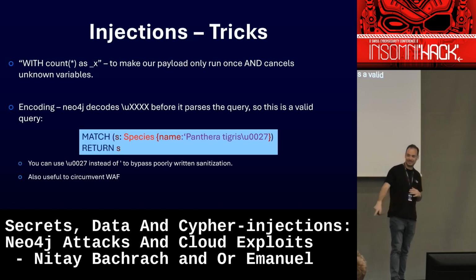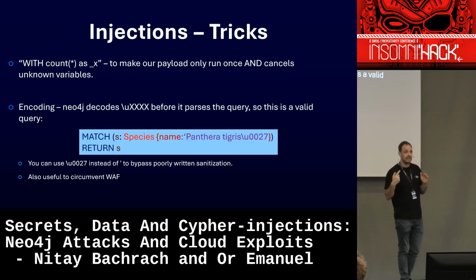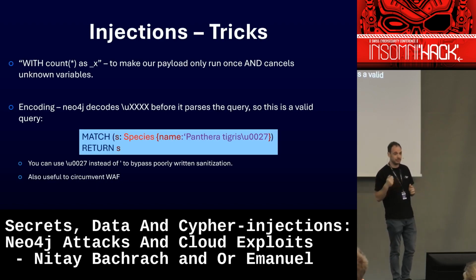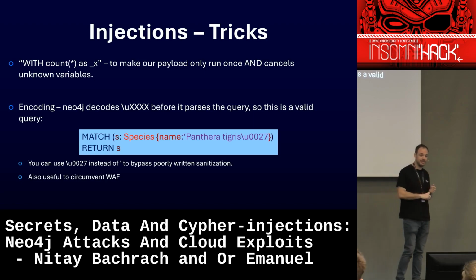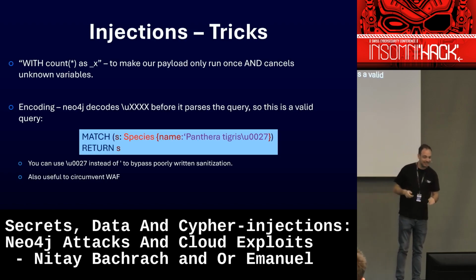So, for example, if I run a query where there is one single quote and the other one is \u0027, which is the Unicode representation of a single quote, this is a valid query that Neo4j would run. This way, if they're trying to sanitize user input and they just remove single quotes or double quotes or whatever, we can just add this, and we are good to go.